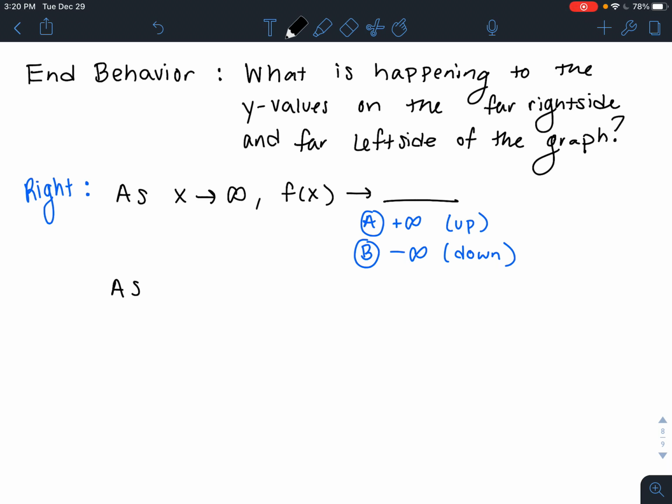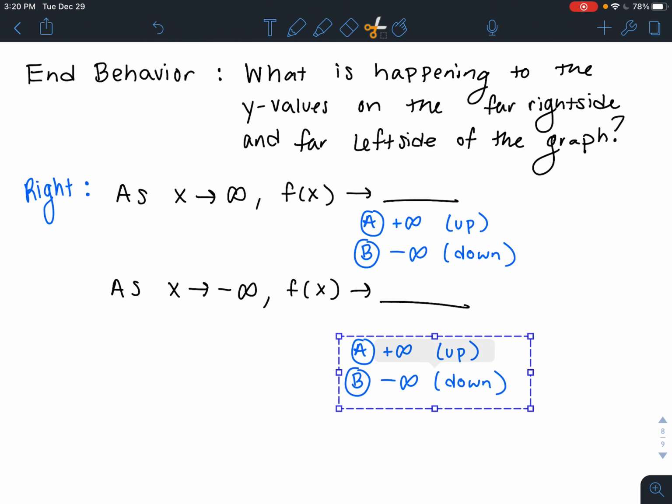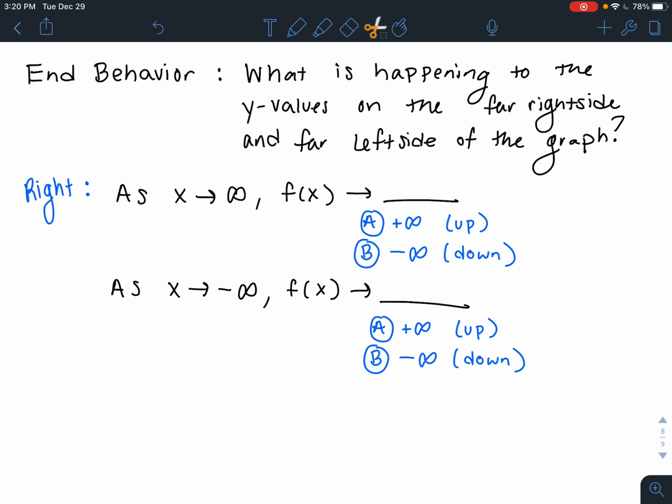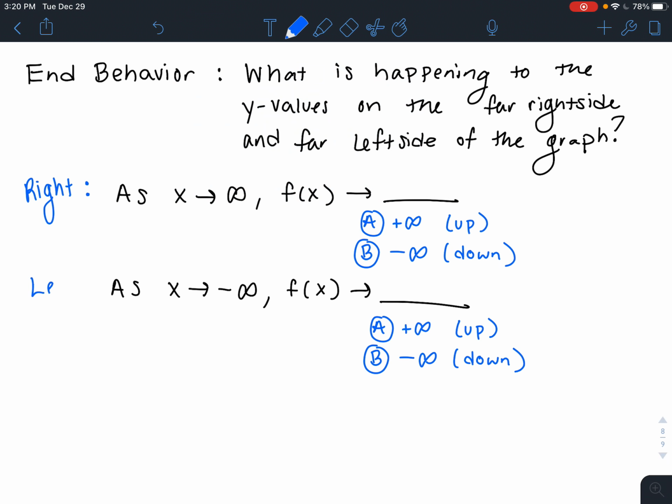We also want to look at the left side. So the left side of the graph is where x is negative. So we're going to say as x gets more and more negative, so as x approaches negative infinity, again, what is your function or your y value doing? And you would again fill in that blank using those same two options. Is the graph going up to positive infinity or down to negative infinity? So this is the left side of our graph.